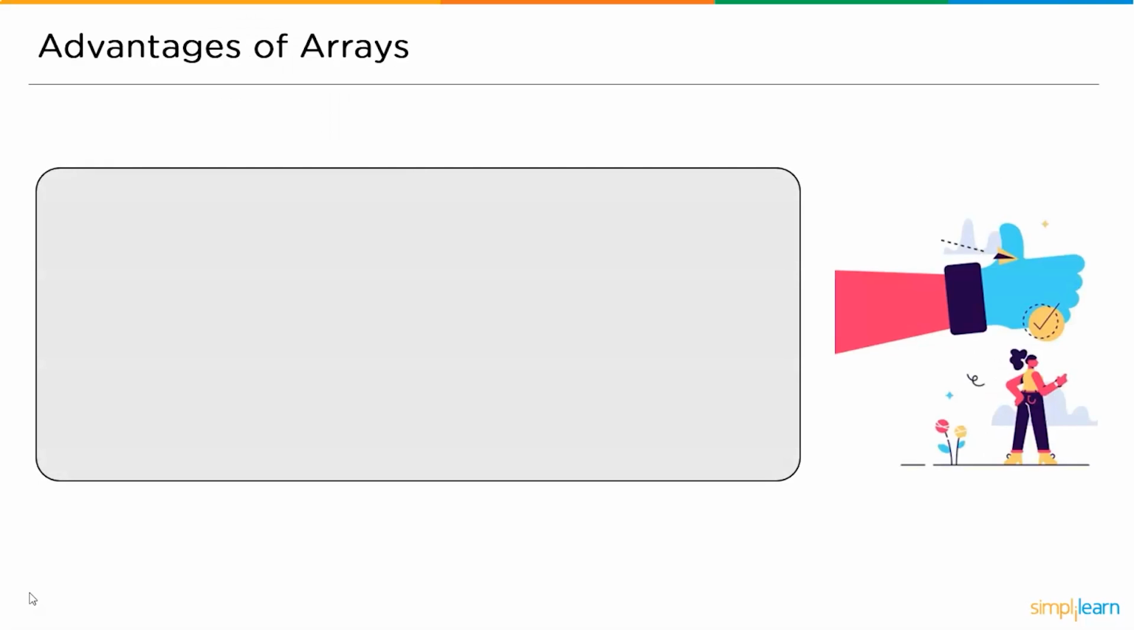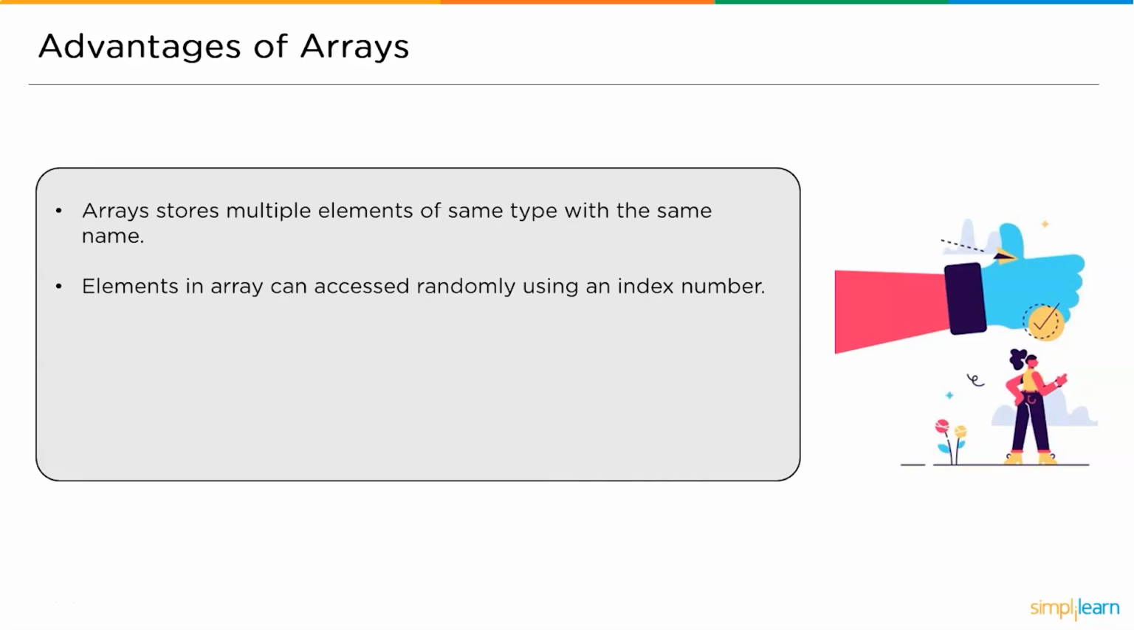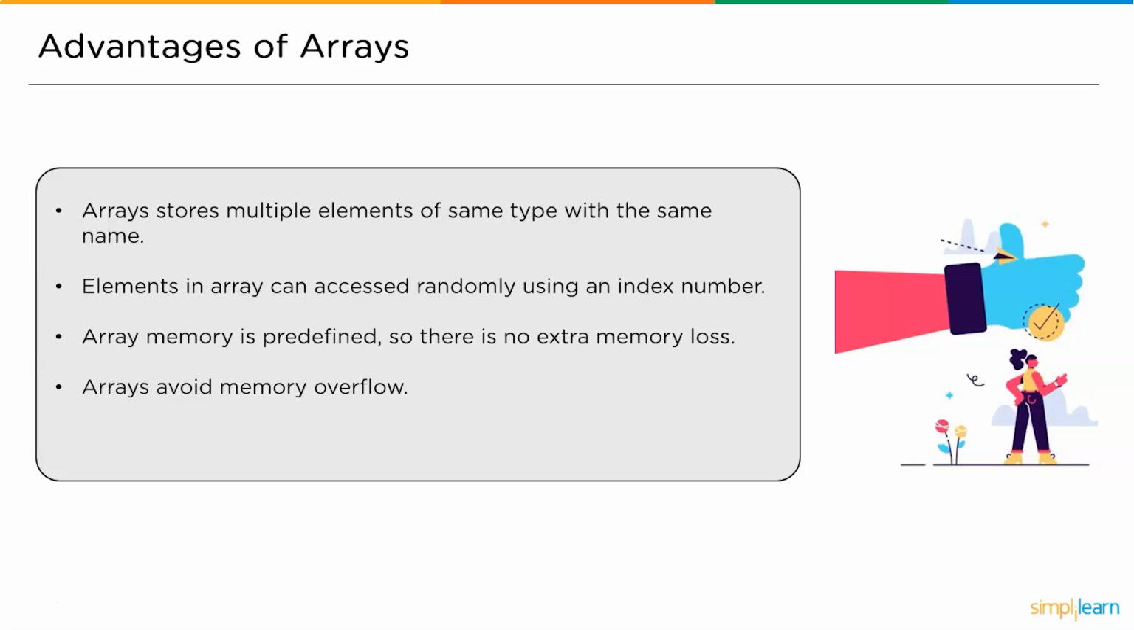Now in the next section of the tutorial, we will discuss the advantages of using arrays. So the first one is array stores multiple elements of same data type with same name. Next one, elements in an array can be accessed randomly using just the index number. Array memory is predefined, so there is no extra memory loss. Array avoids memory overflow. And finally, 2D arrays can represent the tabular form of data in a very efficient way.